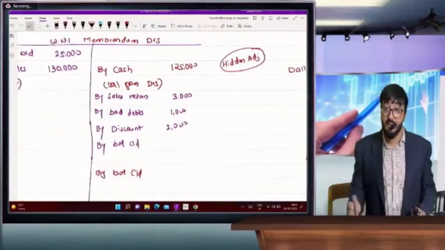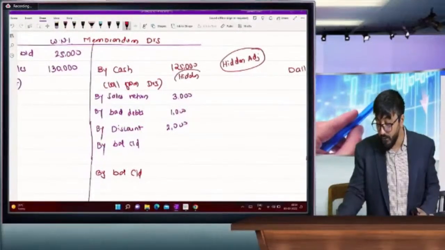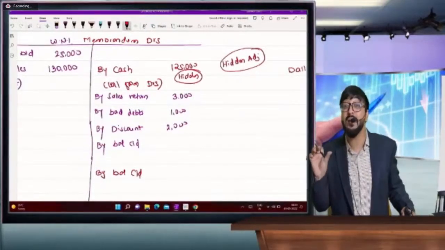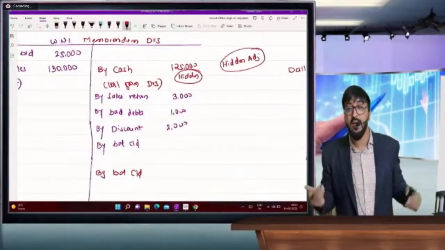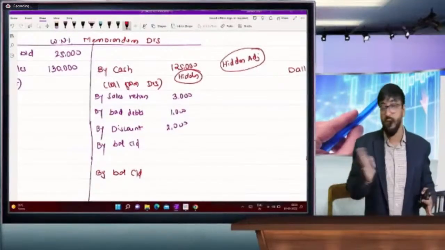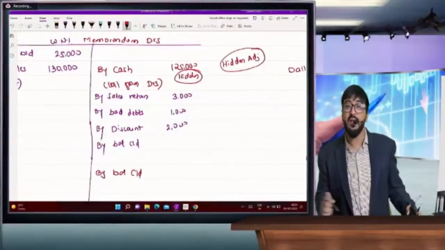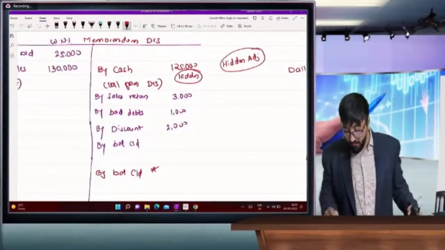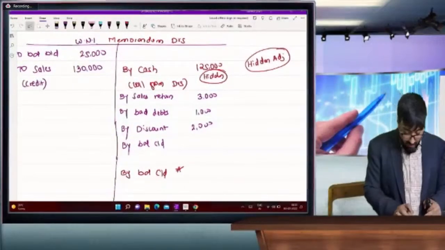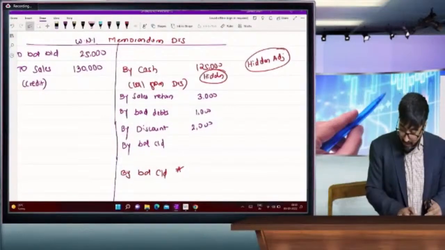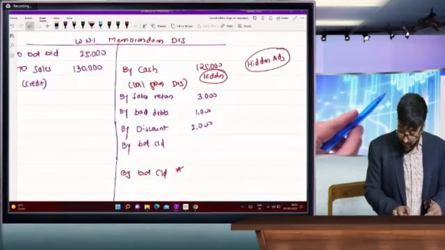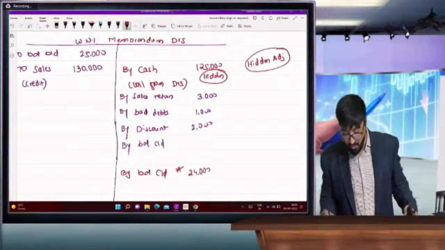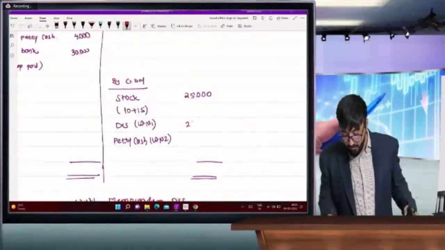See beta, this is hidden. And how did we get this? We are getting this concept of collection from debtors through remittance. Daily cash is remitted, and we have only two sources, either cash sales or collection from debtors. Cash sales we know, so we can easily find out the balance, collection from debtors. And now you can find the closing balance. What is the closing balance? 25 plus 130 minus 125 minus 3 minus 1 minus 2. So we are getting the answer 24,000. Very, very important.